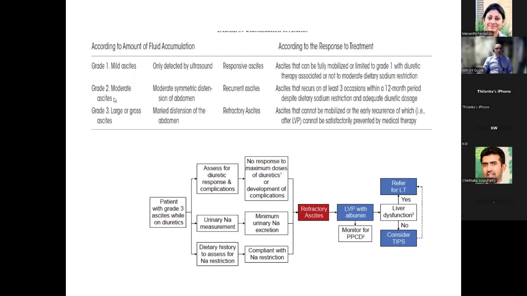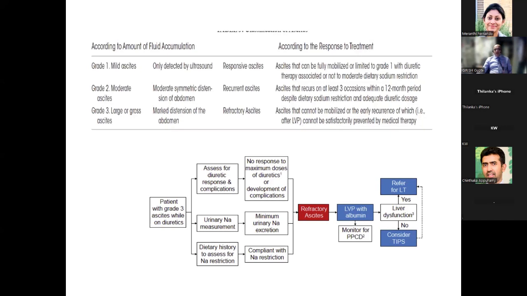Now, you can grade the ascites, and you can have grade 1, grade 2, and grade 3. Grade 1 is really mild ascites, which is only detected by ultrasound scan. Grade 2 is causing moderate symmetric distension of the abdomen, while grade 3 is causing a marked distension of the abdomen. And the grade 3 ones are the ones that you really need to worry about. And you really have to give good doses of diuretics in them.